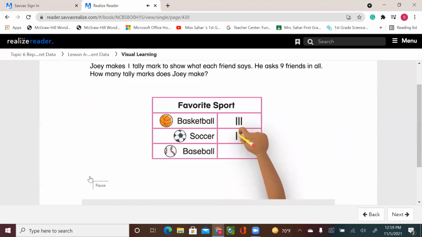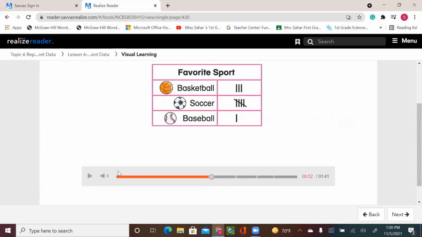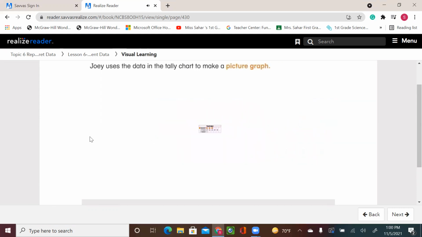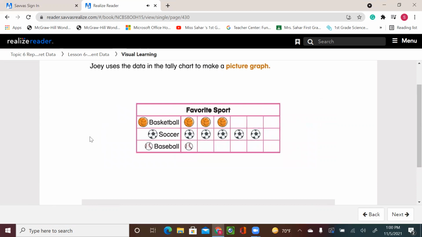Joey makes one tally mark to show what each friend says. He asks 9 friends in all. How many tally marks does Joey make? Total 9. Joey will make 9 tally marks in the tally chart, 1 for each friend in the survey. Joey uses the data in the tally chart to make a picture graph.